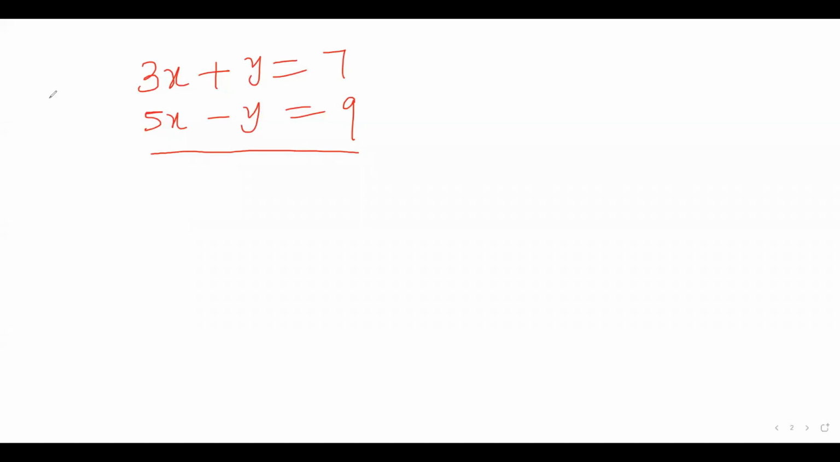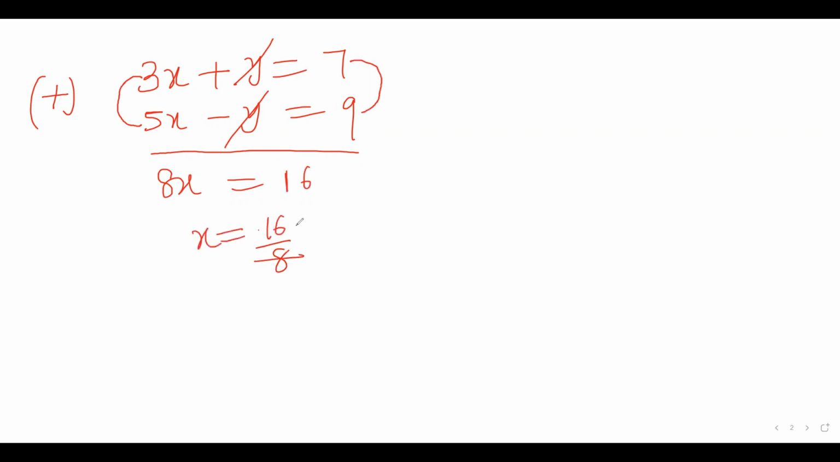So now I would like to add here. Plus y and minus y will get cancelled. Plus minus will get cancelled. On adding 3x and 5x, I will get 8x. Adding 7 and 9 gives me 16. x is equal to 16 by 8. 8 twos are 16. x is equal to 2.